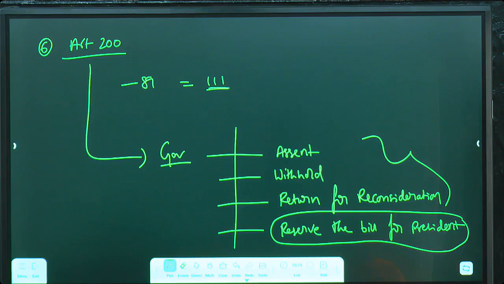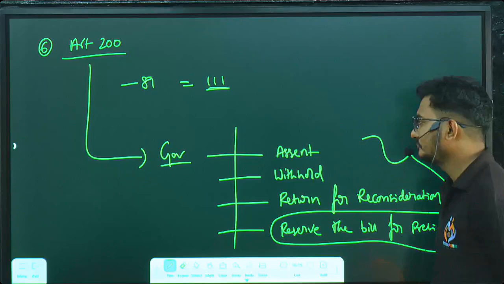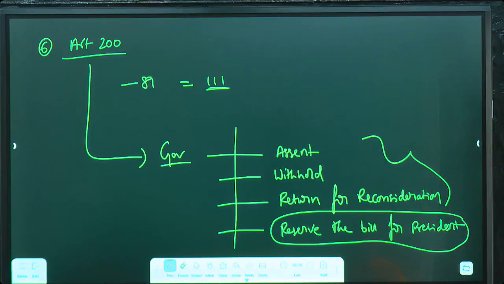What is Article 100? Fine, quorum. Done?